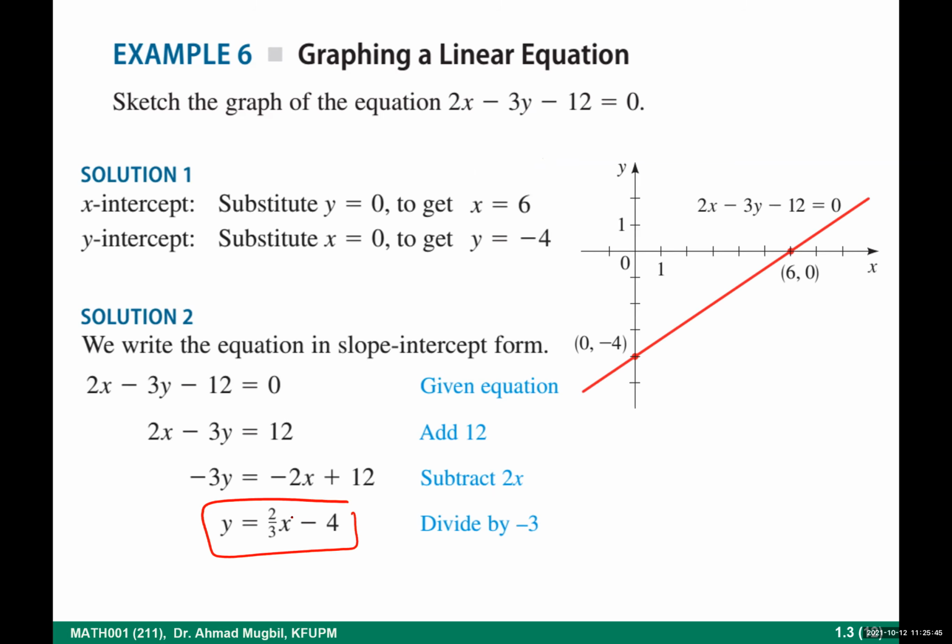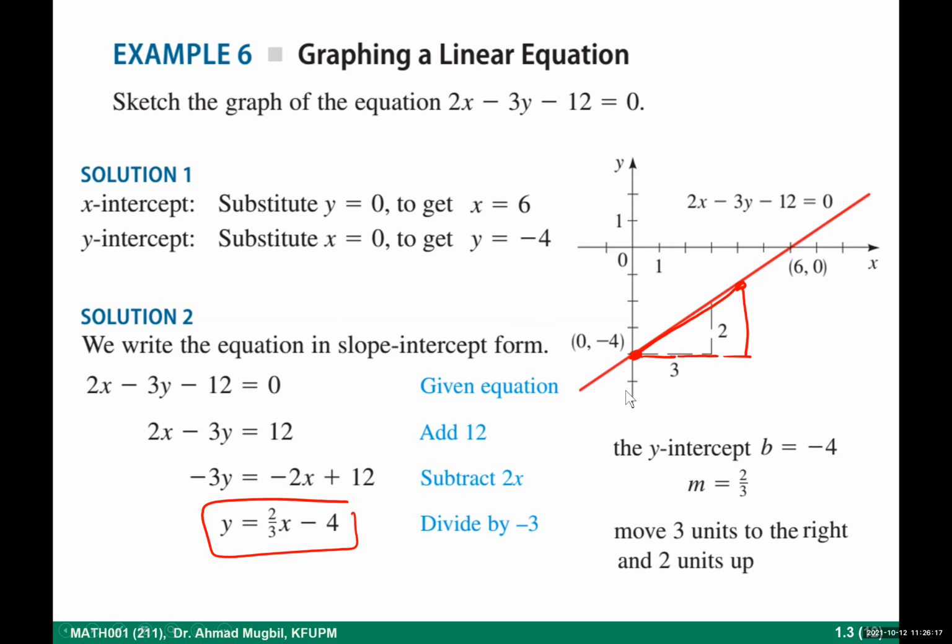Look, what will you have from here? You will have the slope, and so you will have a point and the slope. Now you can sketch this point, and you will go 3 units to the right: 1, 2, 3. Then you will go 2 units up. You will be here, and this is another point. Connect them. Sketch the graph of the line. Excellent. This is exactly what we did in the second solution.